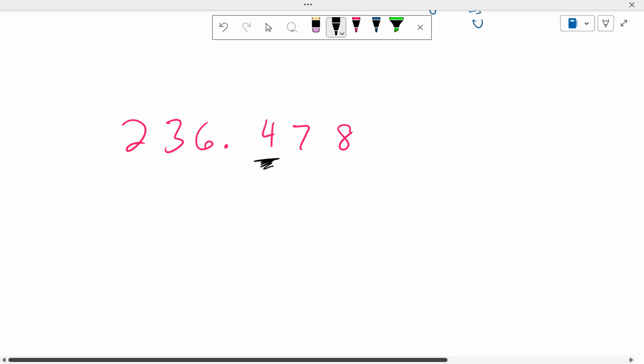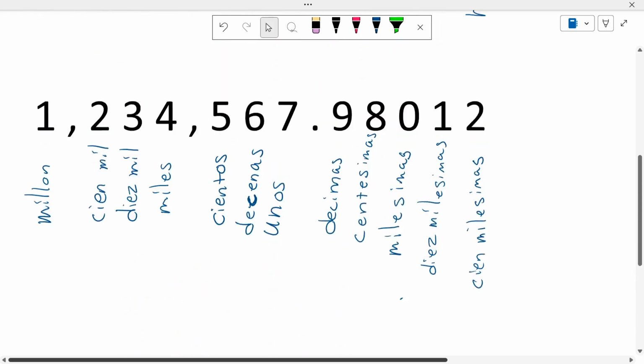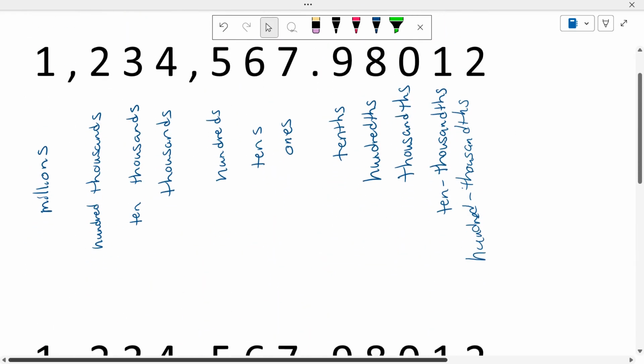Okay. One, two, three, show me. The tenths with a TH. The tenths with a TH. Okay. So let's go back to the cheat sheet again.